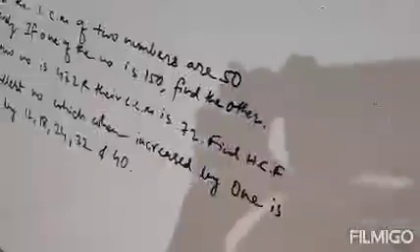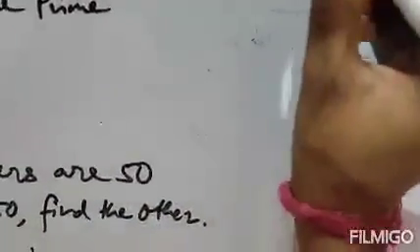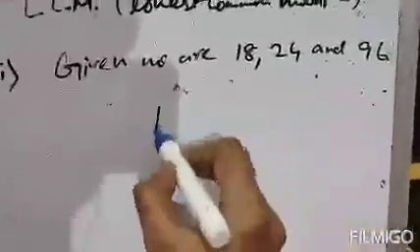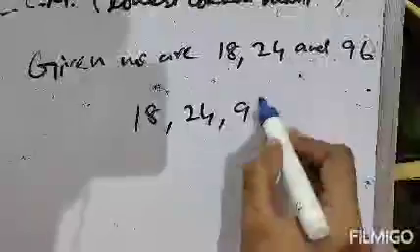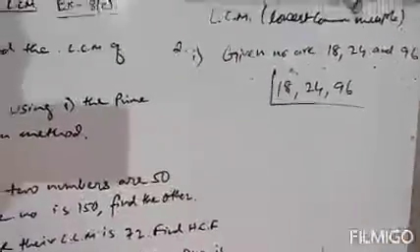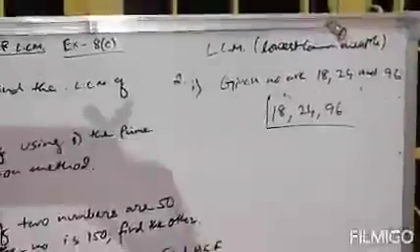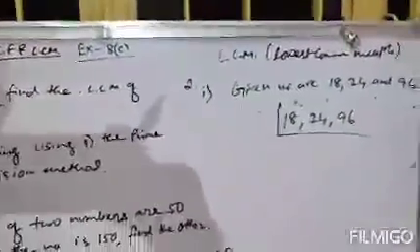So the next method is the common division method. We have to find the LCM of the same numbers, but the method is the common division method. This is the easiest method, and it will not take much time. Given numbers are 18, 24, 96, so common division method: 18, 24, 96. Choose any number, try to choose the smallest number. Clear? Don't try to take a number which is much bigger, just try to take the lowest number.